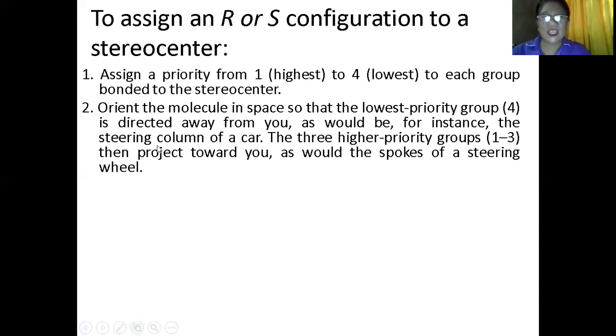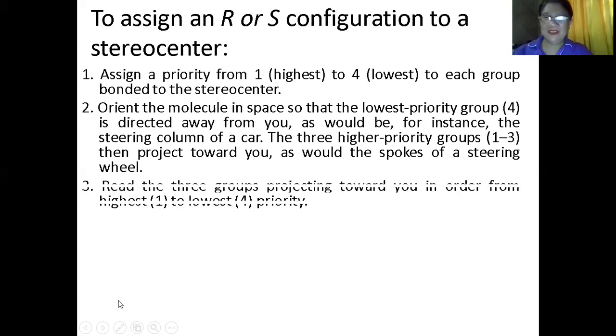As would be, for instance, the steering column of a car. Group 4 is directed away. The priorities 1, 2, 3 should project towards you. So if this is your carbon, priorities 1, 2, 3 face you while 4 is away from you. That is what is meant by this. So read the 3 groups projecting towards you in order of highest priority, starting with 1, 2, 3, then lowest is 4.